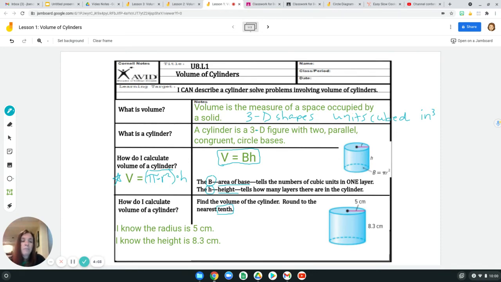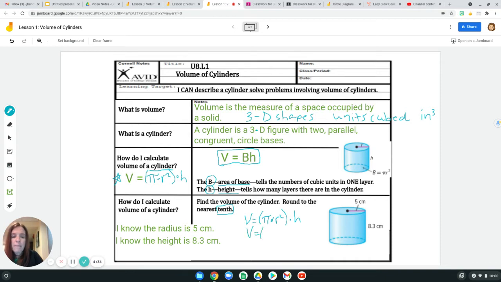So the cylinder to the right, I've already picked out what I know about it. I know the radius is 5 centimeters. That's shown at the top base there. And then I know the height is 8.3 centimeters. So I'm going to go to my formula. Volume equals the area of the base, which is pi times radius squared. And then we're going to multiply that by the height of the cylinder because that's how many layers of that circle we have. So now we're going to substitute in.